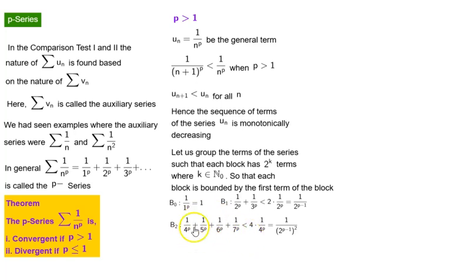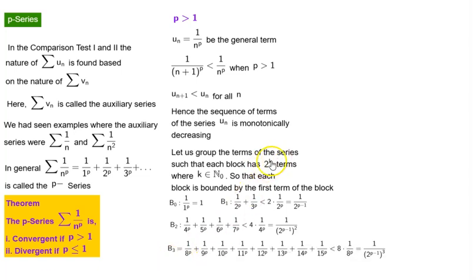Again, we compare it to the sum 1/4^p + 1/4^p + 1/4^p + 1/4^p. This will be less than that. And that is nothing but 4 times 1/4^p. And this again, if we take 4 down, we get (1/2^(p-1))². Let's take one more block.